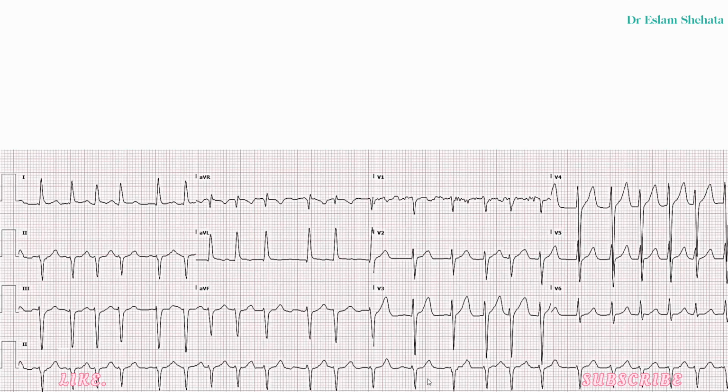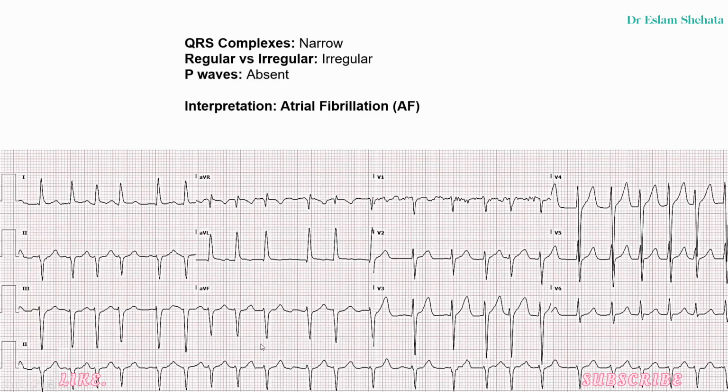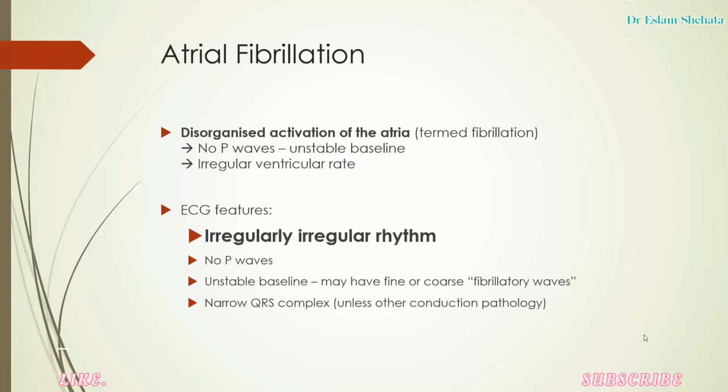Right, what about this one? Once again, we've got narrow QRS complexes. It's irregular. And are there P waves? Well, I can't see any reliable P waves. There's not a P wave before every beat, that's for sure. And we've got quite an unstable baseline in V1 as well. So this is atrial fibrillation. We're going to talk about this one in a little bit more detail.